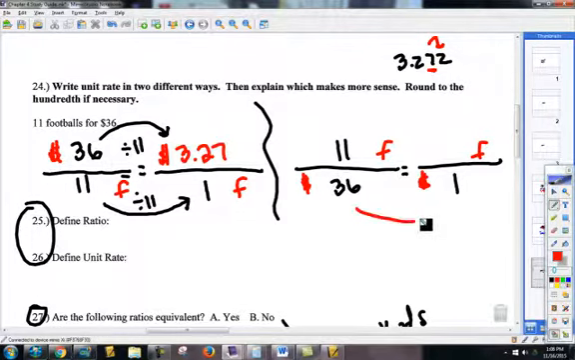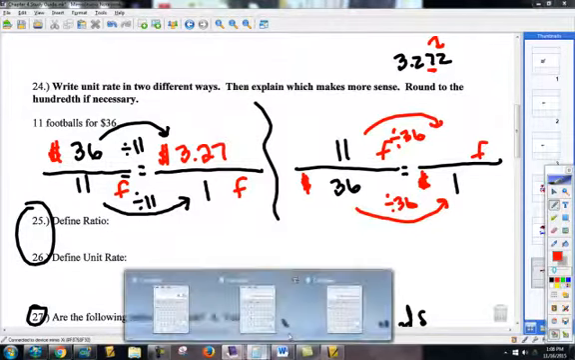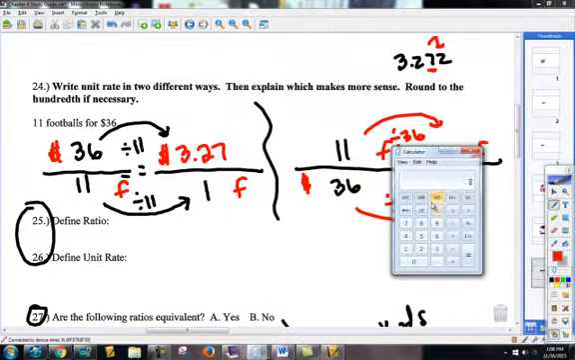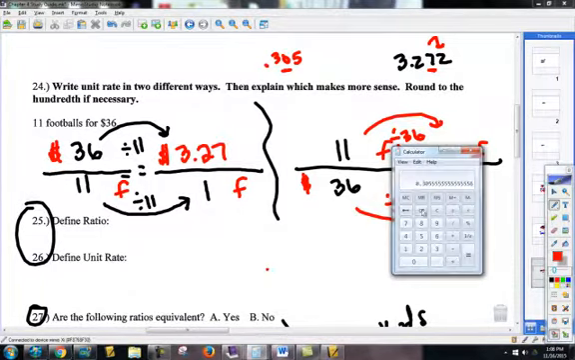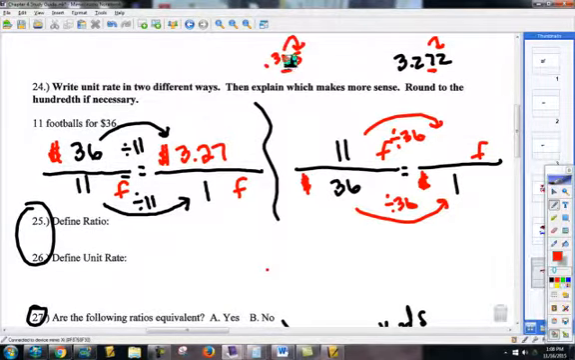So that's going to be $3.27. What am I doing to go from 36 to 1? Dividing by 36, dividing by 36. Now remember, I got to do it in that order. So it's going to be 11 divided by 36 is 0.305. Again, we're going to round to the hundredths. Let me make sure on that one. I want to make sure I didn't do something wrong. Okay, so 11 divided by 36, 0.305. We round there, so that's going to be 31 hundredths.